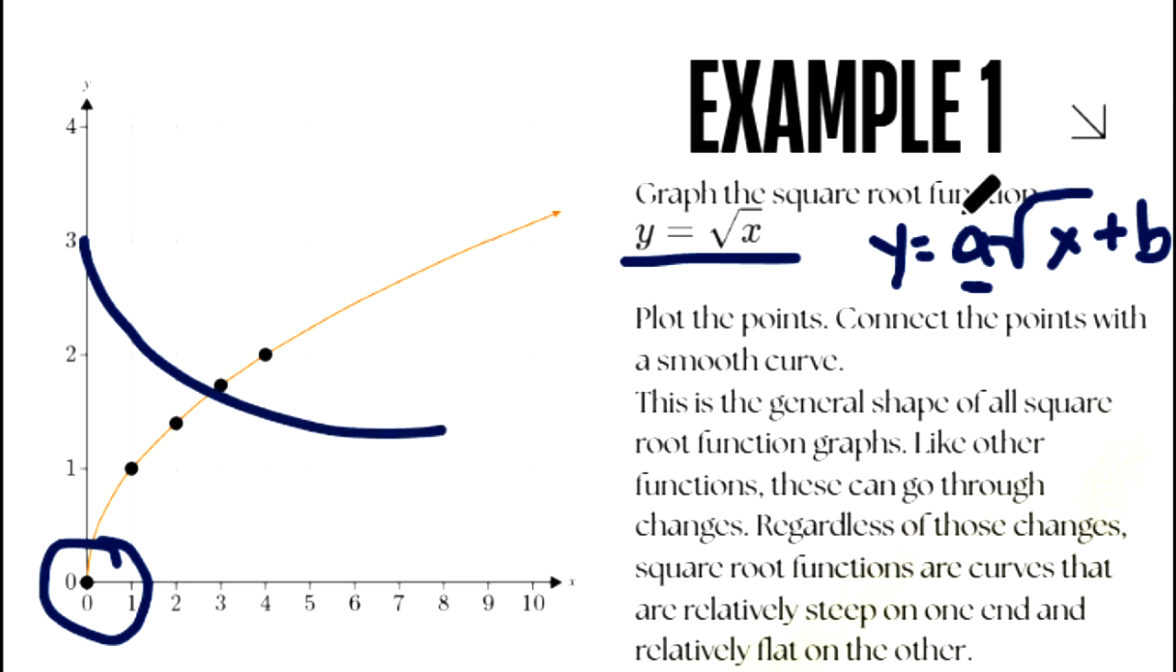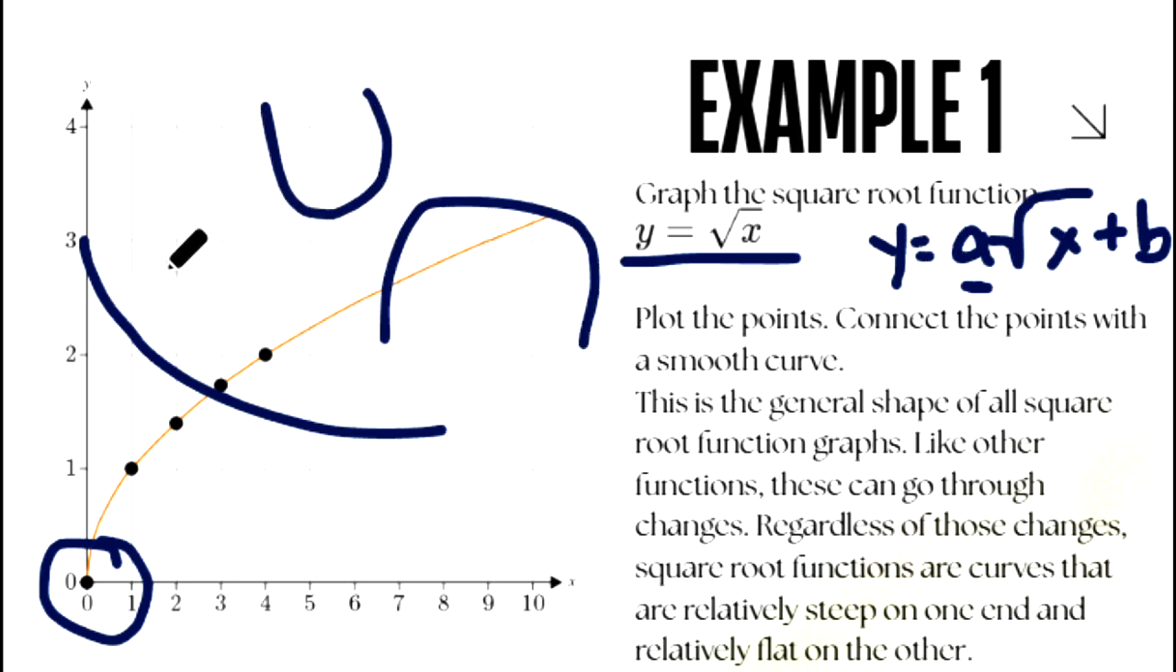Okay? So this is similar to the last lesson. In the last lesson it determined whether the parabola was up or down. Now it's determining whether it's increasing or decreasing.